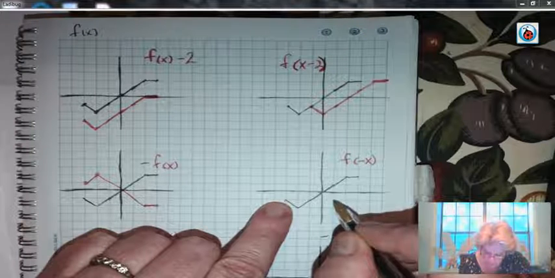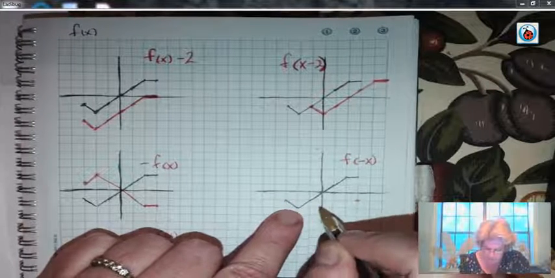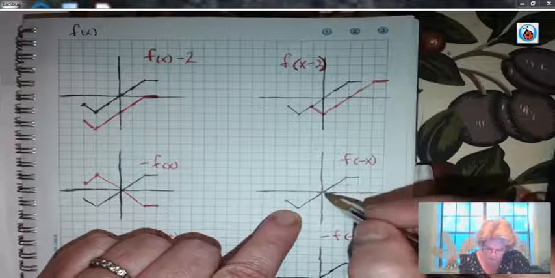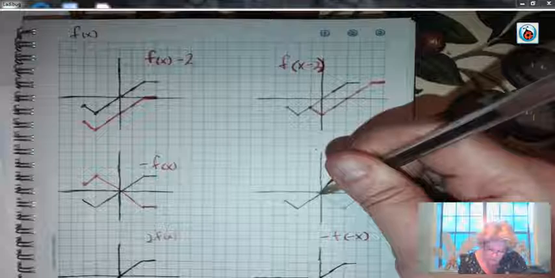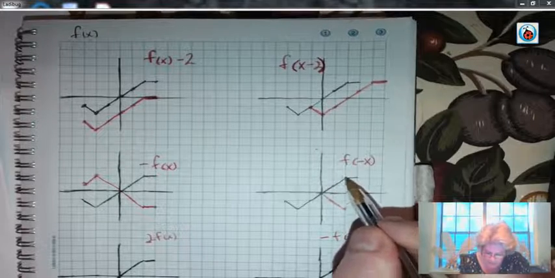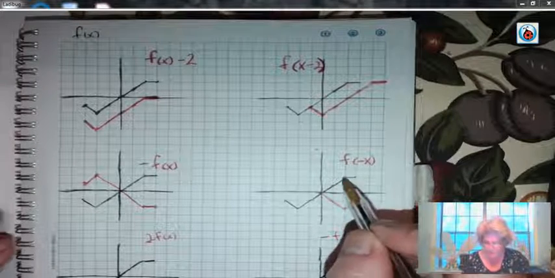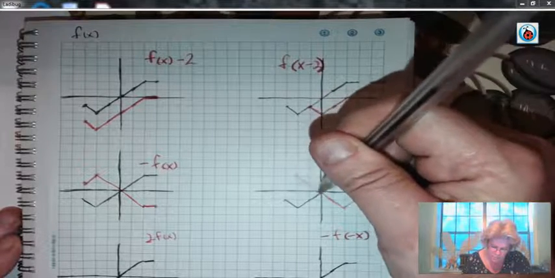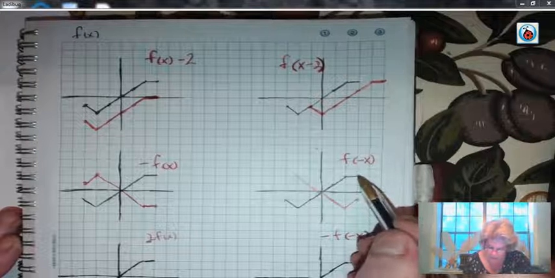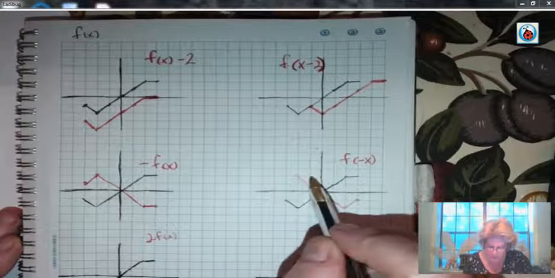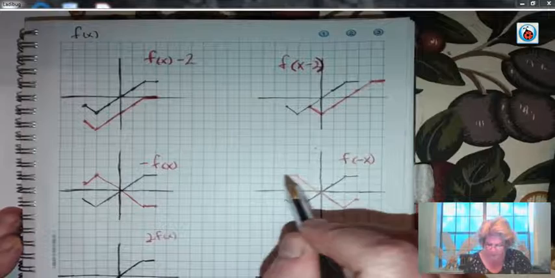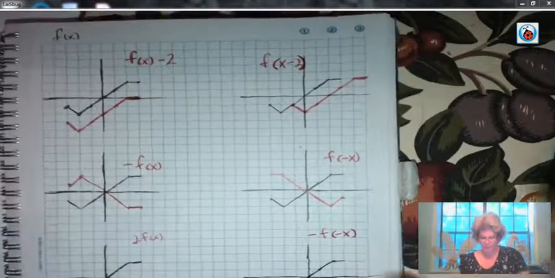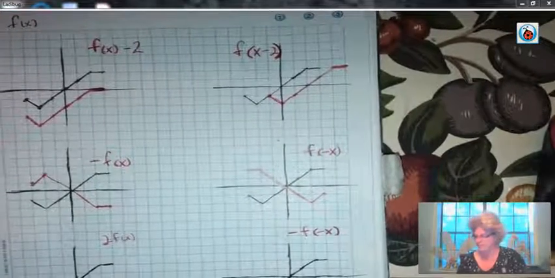Its reflection will be 1, 2, 3 to the right. This point is 1, 2 to the left. Its reflection will be 1, 2 to the right. This point is on. Its reflection will be on. This point here is 1, 2 to the right, so its reflection is going to be 1, 2 to the left. This point is 1, 2, 3 to the right, its reflection is 1, 2, 3 to the left. So that's what the graph of f of negative x looks like. I'll try and get the glare off if I can.